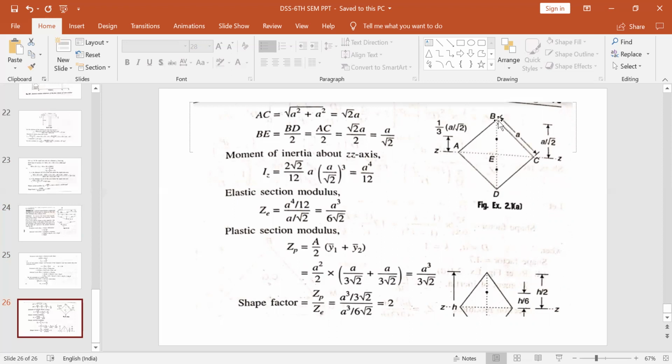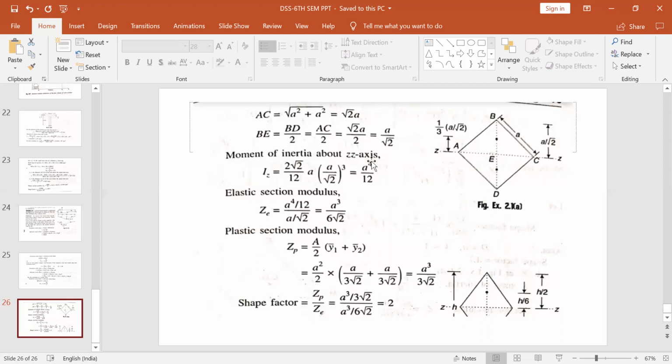Now, what is AC? If this is A and this is A, then what will be this value? Square root of A square plus A square, that is root 2 A. AC will be root 2 A, right? If this is A and this is A and this is the hypotenuse, then since this is a right angle triangle, this is root 2 A. Then what will be AE? Half of root 2 A. AE, EB, EC or ED, all values will be half of root 2 A, that is A by root 2, right?